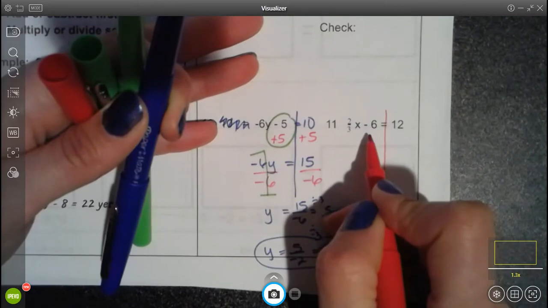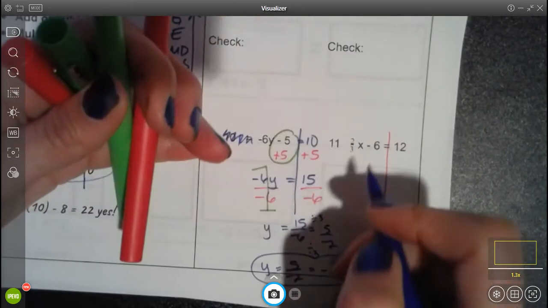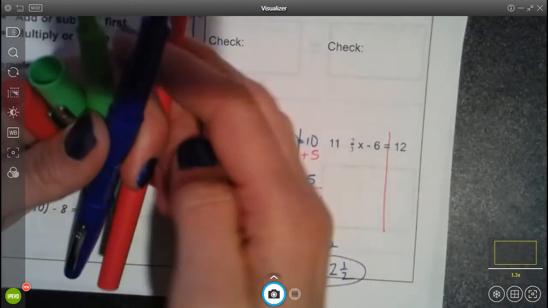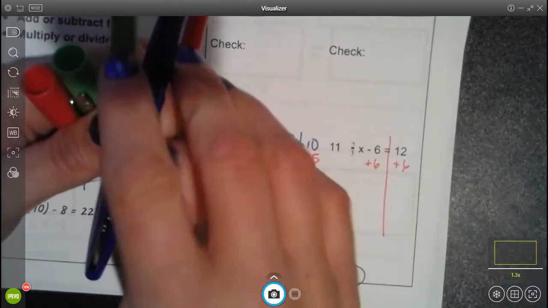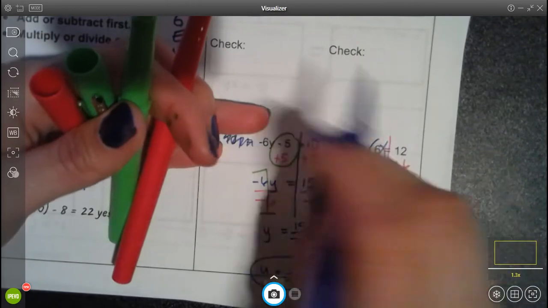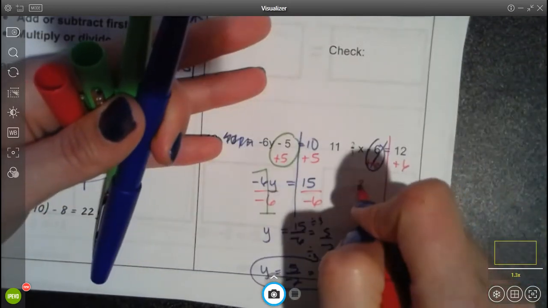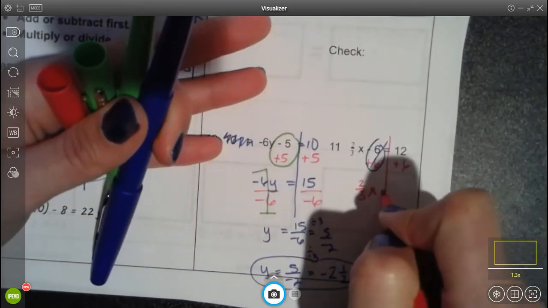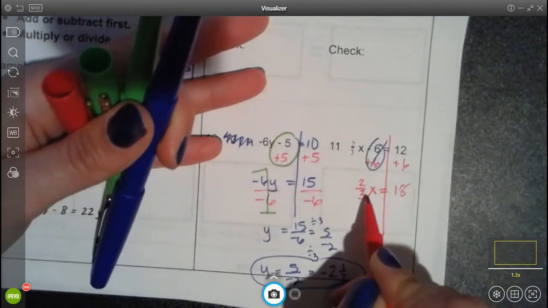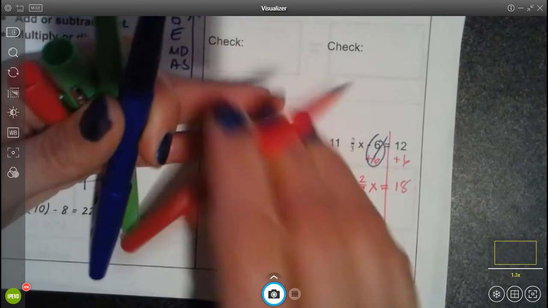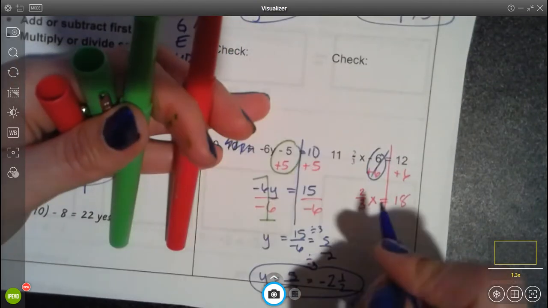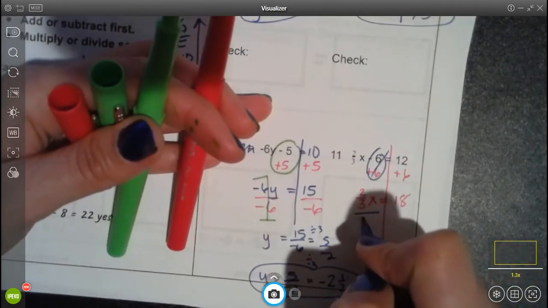So again, the opposite of minusing 6, this is the constant. I get rid of the constant first, is to add 6. So this says 2/3 of some unknown is 18. So what number, when I times it by 2/3, would get me 18? So I know the number needs to be bigger than 18.